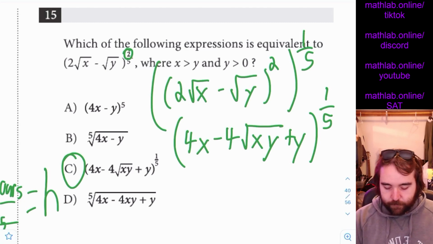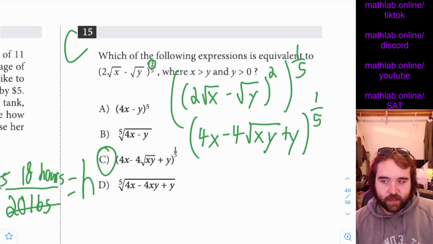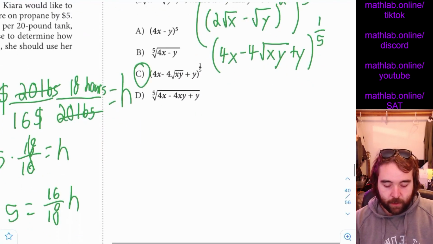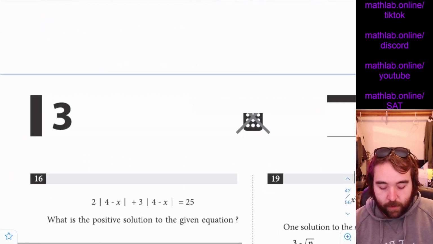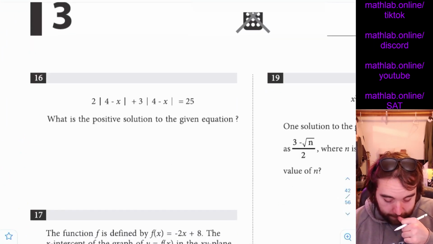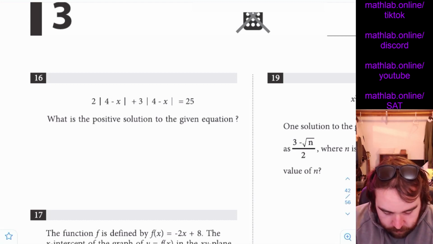That's C. Yeah. So they don't always ask you to go all the way. They just ask you to do a little bit. And you know, we did a little bit. All right. Free response section. Absolute value. What is the positive solution to the given equation?